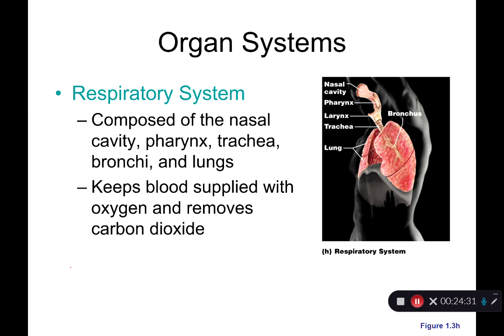Now our respiratory system, this is basically how you get oxygen into your bloodstream and how you can get rid of CO2, which is a waste. And this is composed, if we follow our nose, all the way down into our lungs. So it's composed of the nose, the nasal cavity, the pharynx, which is basically just the back of your throat, your trachea, the bronchi, which are all those little branches that branch out and go into the lungs. And again, its job really is to get oxygen into your blood and CO2 out.